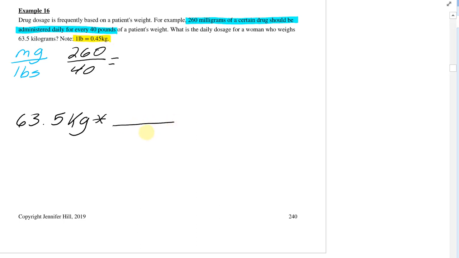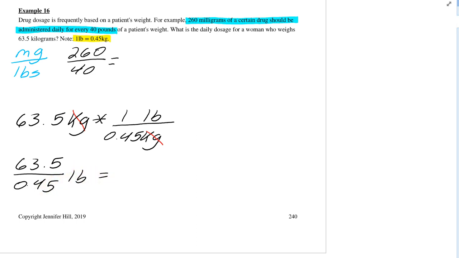So when I set this up, I want to make sure that my kilograms drop out. So I want to have kilograms in the denominator and 1 pound in the numerator as shown, because if I set it up like this, then my kilograms will drop out because they're on opposite sides of one another. So all I have to do to figure this out then is take 63.5 divided by 0.45, and that will give me her pounds. And this will come out to 141.1 pounds. Keep forgetting that L, don't I? Okay. So now I've actually got her weight.